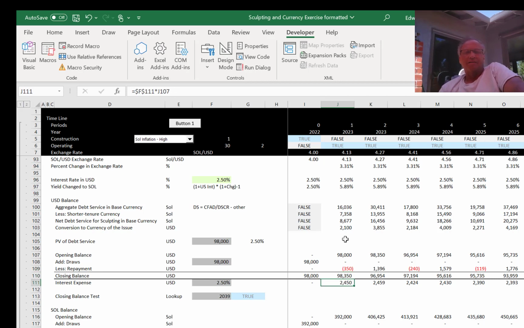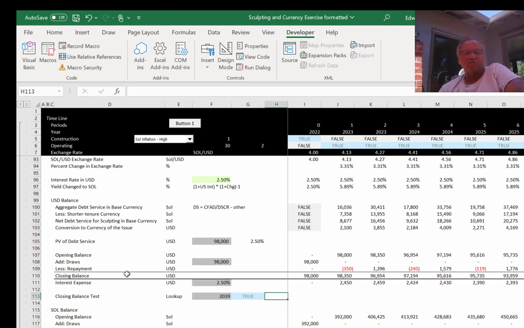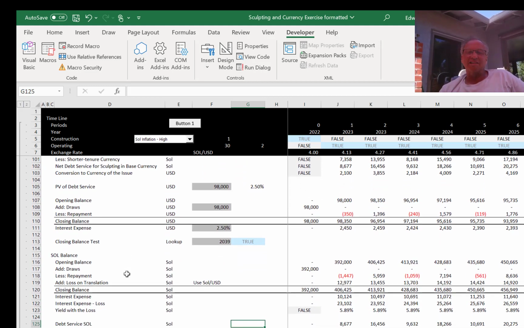Okay. And then at the end of the day, you can make another closing balance test with lookup. You look up the tenor of the debt against the year or the date up here, and then you pick the closing balance. And then do the hard part, which is not really that hard. But yes, it is. The hardest, you put opening balance.